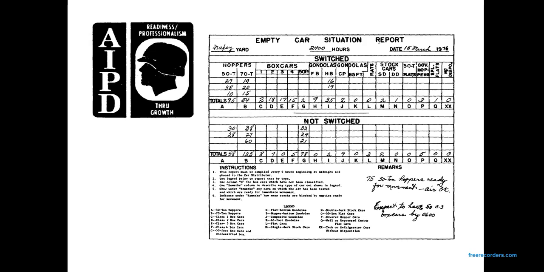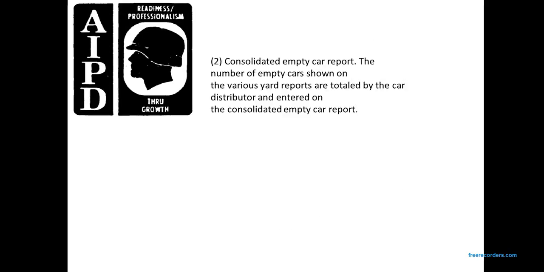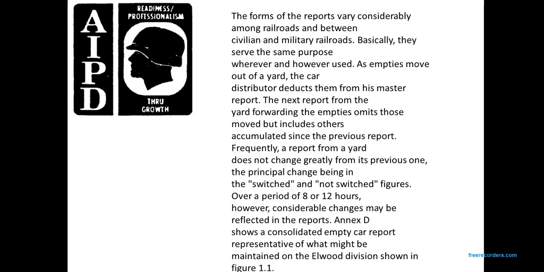Here is an empty car situation report with the switch and non-switch remarks. Consolidated empty car report number. The empty cars shown on the various yard car reports are totaled by the car distributor to enter in the consolidated empty report. The forms of the report are considerably varied between the civilian and military railroads, but basically serve the same purpose. The empty use out of the yard of the car distributor is deducted from this master report.